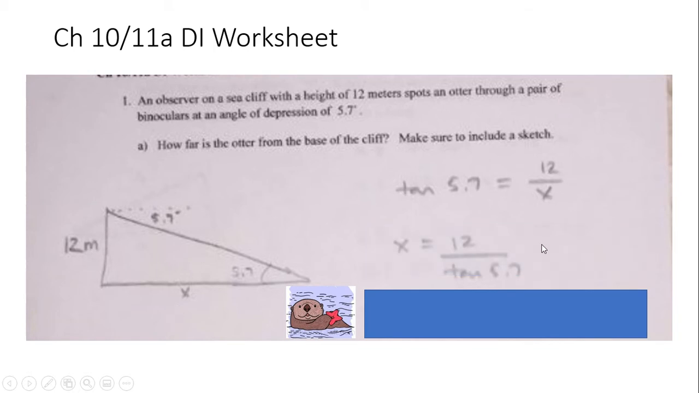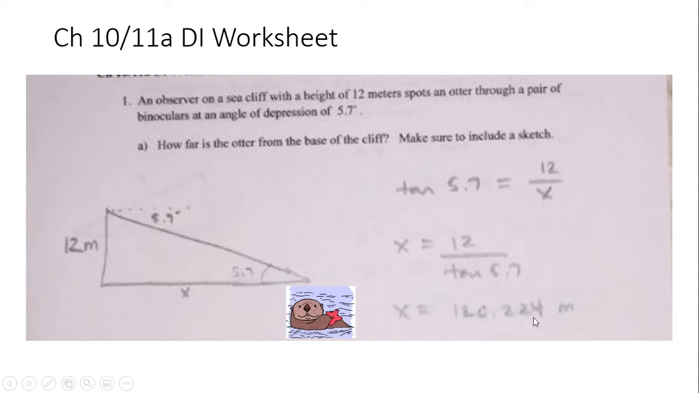So x is going to be 12 over tangent of 5.7. x is equal to approximately 120.224 meters. Okay. Now, take a look at part B of this question.